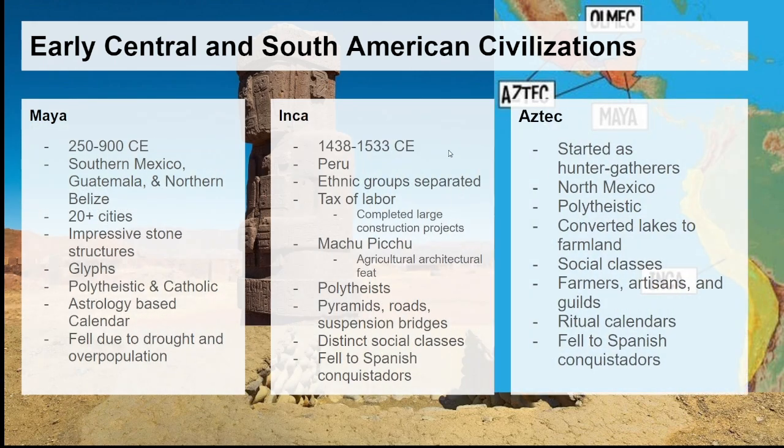Finally, Aztec. They started as hunter-gatherers. They lived in northern Mexico, as you can kind of see on this map right here. They were polytheistic, and they converted lakes to farmland. They had social classes, farmers, artisans, and guilds, like merchant guilds and artisan guilds. They had a ritual calendar, and they also, like the Inca, fell to Spanish conquistadors.